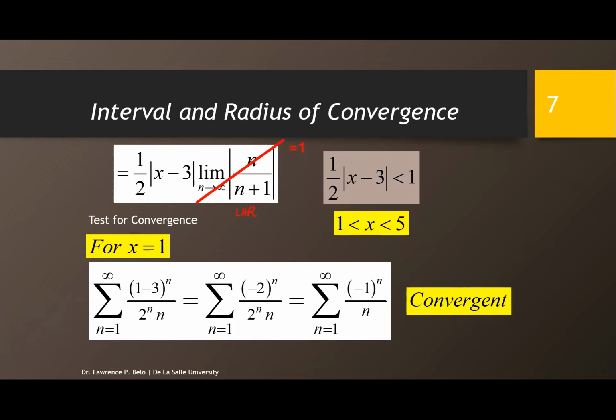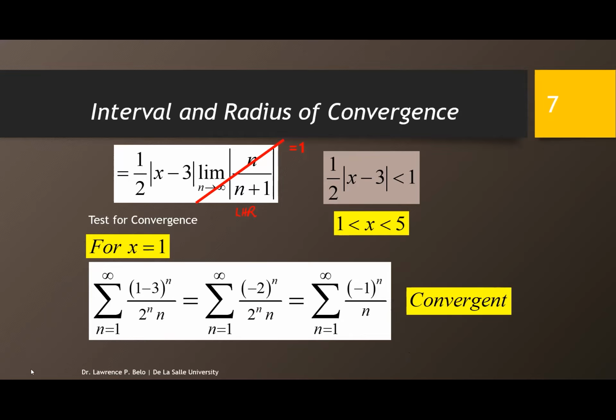What is that? That will be forced to be equal to 1 when you evaluate it. Guys, what will that be? What is LHR? L'Hopital's rule. Very good. When you evaluate this as n approaches infinity, what's the derivative of n? 1. What's the derivative of n plus 1? 1. 1 over 1 is 1.